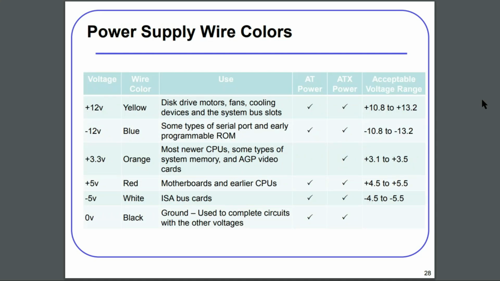The next slide is different power supply wire colors. Voltages, wire color use, ATX power, acceptable voltage range. So the 12 volt wire color is yellow, minus 12 volt is blue, plus 3.3 volt is orange, plus 5 volt is red, minus 5 volt is white, and 0 volt is black. So let's move to the next slide.